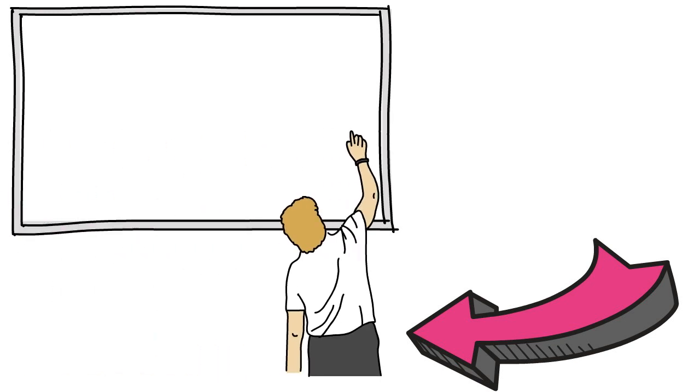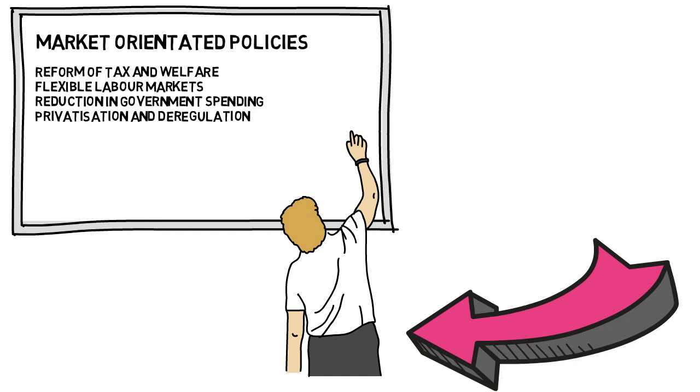So the classical view then, just to concentrate on it somewhat more, these supply-side measures, there are two different types of them. The first one is market orientated. So this is trying to make the market more flexible. And what they believe in is reform of tax and welfare. So maybe reduce unemployment benefits so people are incentivized to go back to work. Flexible labor markets where wages can drop. Reduction in government spending and privatization and deregulation.